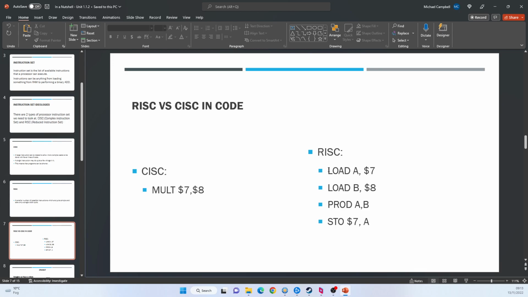In RISC, you would have to write load A, that's load to register A. So loading what's in memory address 7 to register A, what's in memory address 8 to register B, get the product, which obviously is multiply, and then store the result of what was in register A in memory address 7. Now this is doing exactly the same thing. Okay, it's multiplying what we find in there, and storing it in there. But you can see the difference.